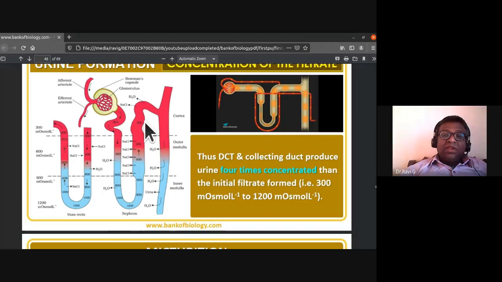Thus, the distal convoluted tubule and collecting duct produce urine 4 times more concentrated than the initial filtrate, that is, from 300 milliosmoles per liter initially to 1200 milliosmoles per liter presently. So the urine has been concentrated 4 times more than the initial filtrate in the distal convoluted tubule and collecting duct.